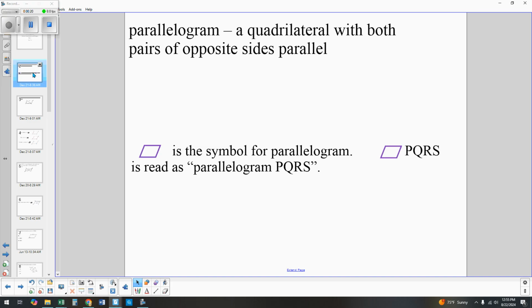We have a little symbol for a parallelogram. Not only is it a long word to write, it's annoying. So we could just use the little symbol instead of writing out the word. But also, just like with triangles, we put the symbol out in front of it to denote that the shape we are talking about is in fact a parallelogram. So this would be read as parallelogram PQRS.